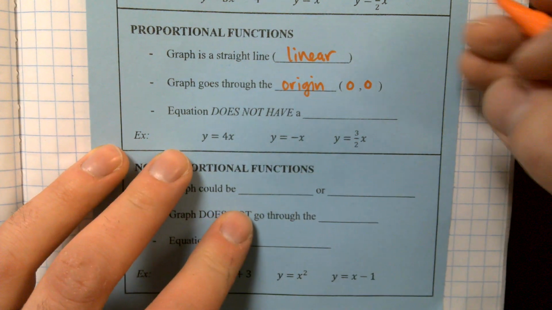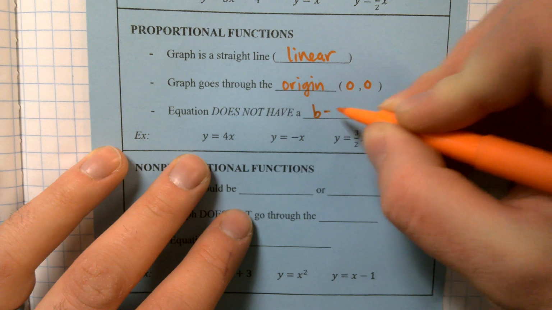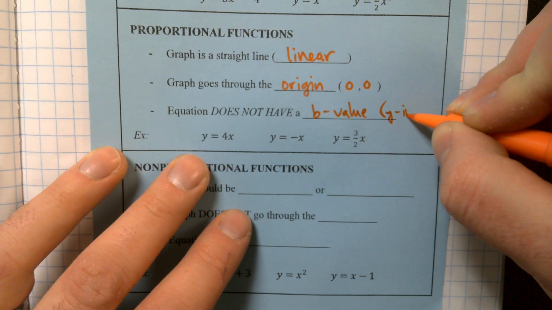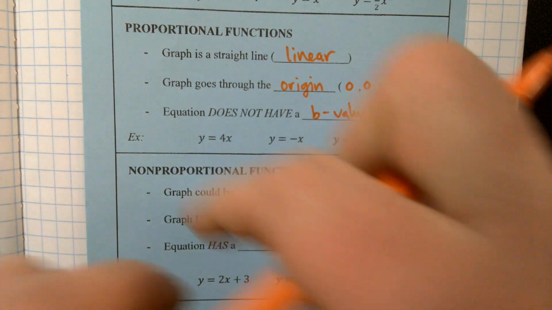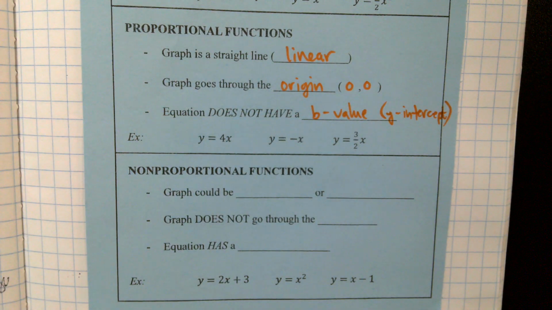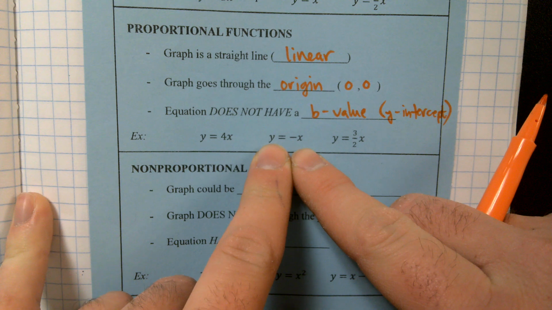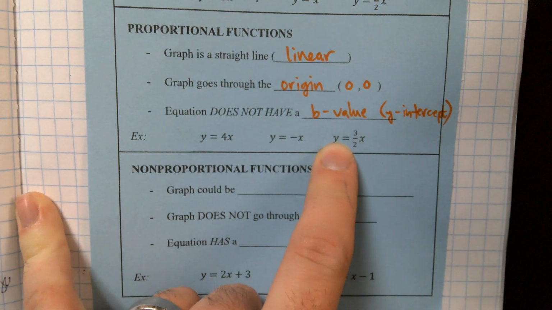And of course, this equation does not have a b value, also known as a y-intercept. So if I think back to y equals mx plus b, I shouldn't have any plus or minus b on the end of my equation. I should just see y equals mx.